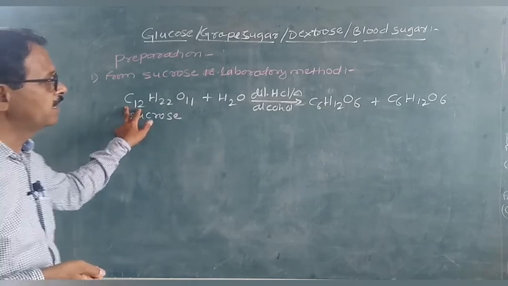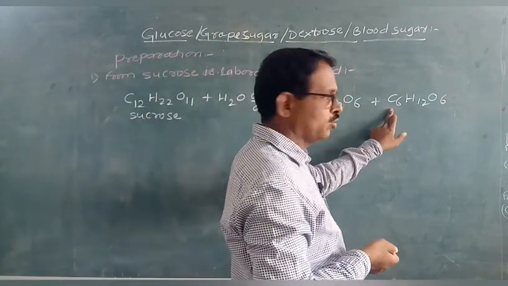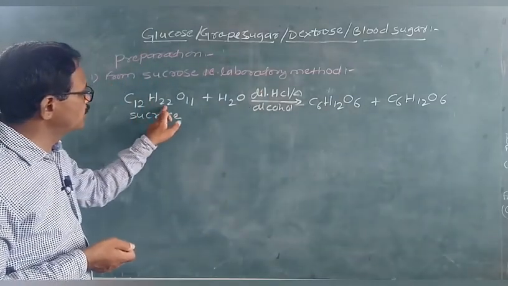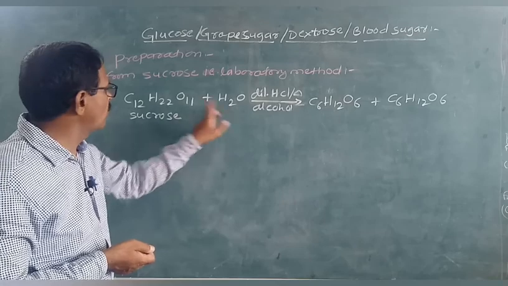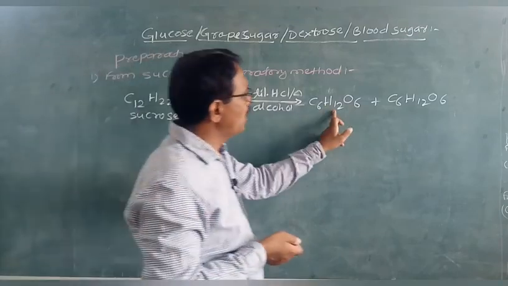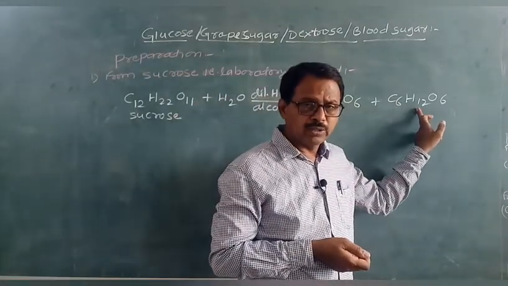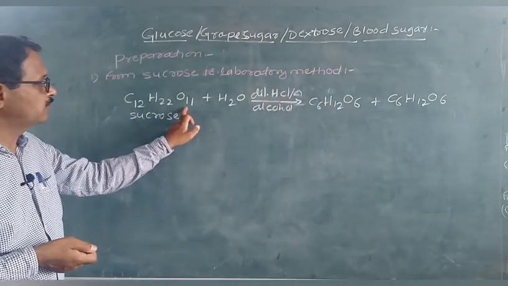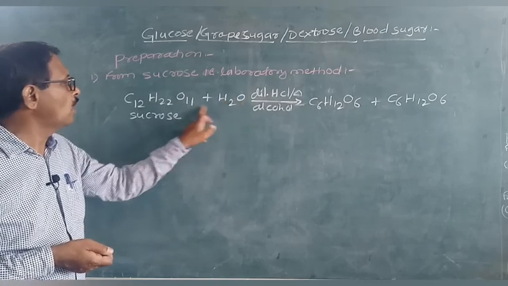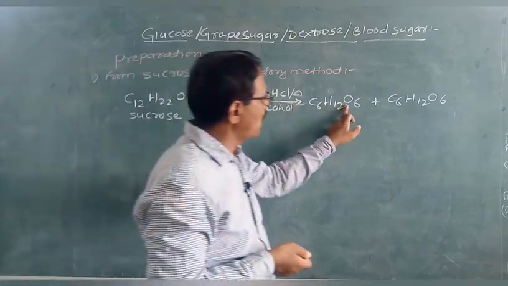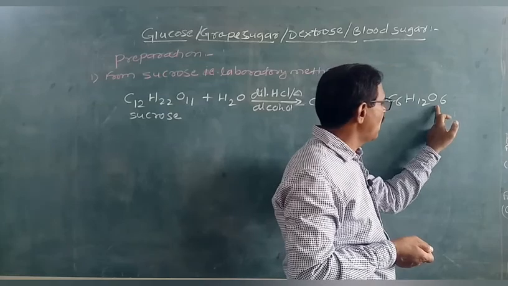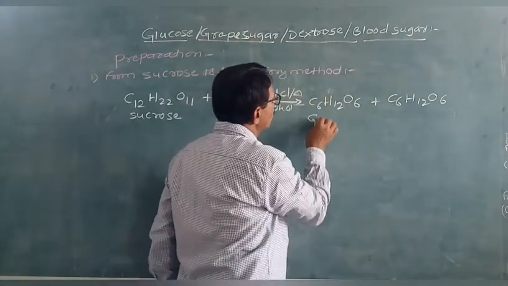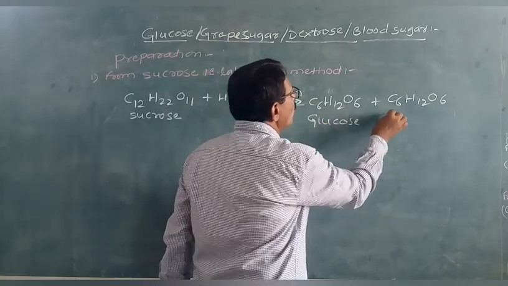Here now it is a balanced reaction. 12 carbon atoms are here. C6 plus C6, totally again 12 carbon atoms. Now 22 hydrogen atoms plus 2 hydrogen atoms of this water molecule, 22 plus 2, 24. Here 12 and here again 12 hydrogen atoms. Then oxygen atoms, 11 oxygen atoms plus 1, 12 oxygen atoms. Here 6 carbon atoms, 6 oxygen atoms, and here again 6 carbon, 6 oxygen atoms. In this way it is balanced. And here it is a mixture of glucose and fructose.